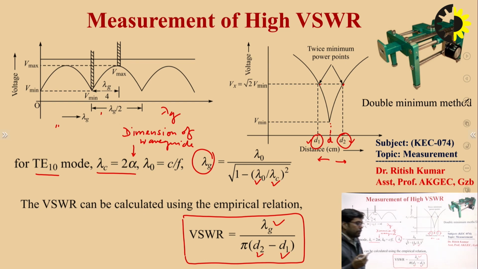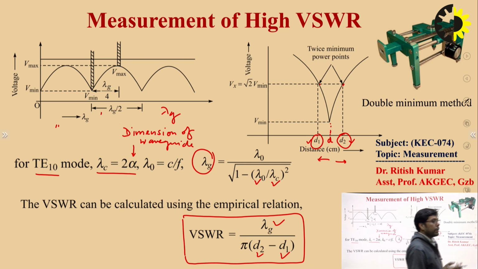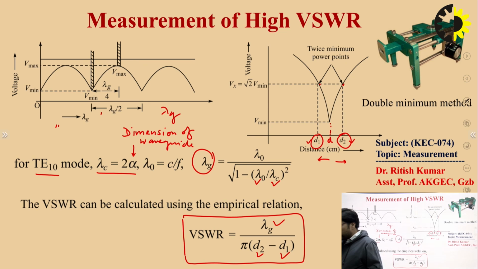This method is applicable for high VSWR values. Here you need to remember the formula, an empirical formula for voltage standing wave ratio, that is lambda g upon pi times (D2 minus D1). So this is the method of measuring the VSWR.